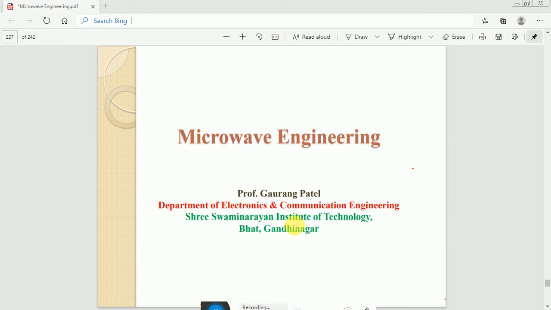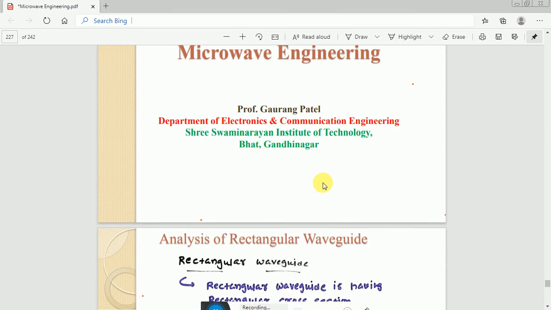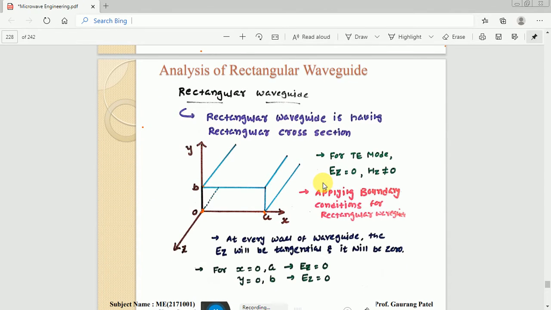Dear students, in the last class we derived the general solution of TEM, TM and TE modes. In today's class we are going to analyze the rectangular waveguide. We will do the analysis by considering the TE mode as well as the TM mode.